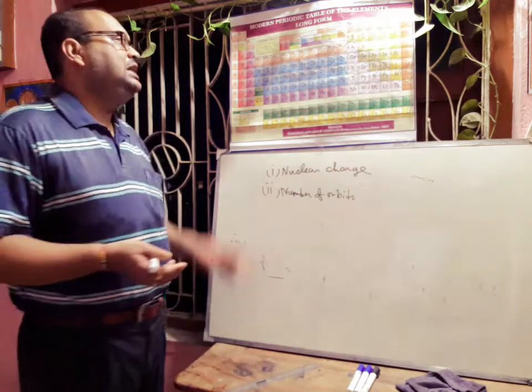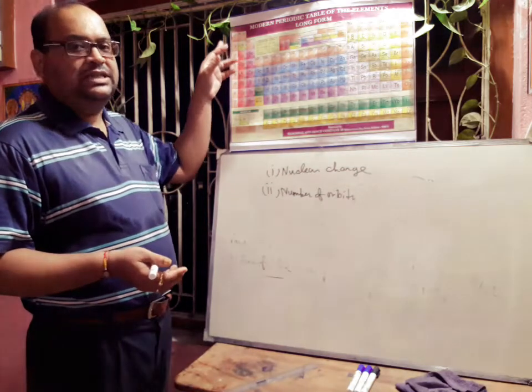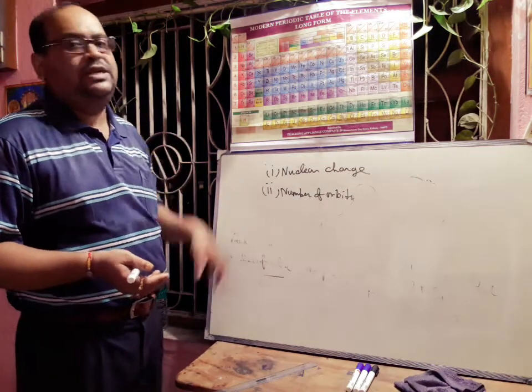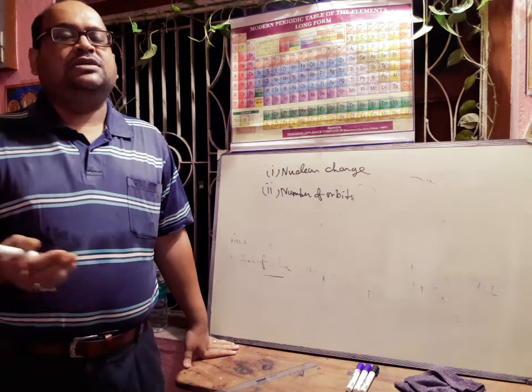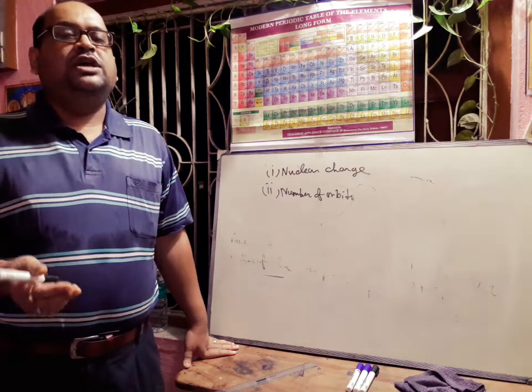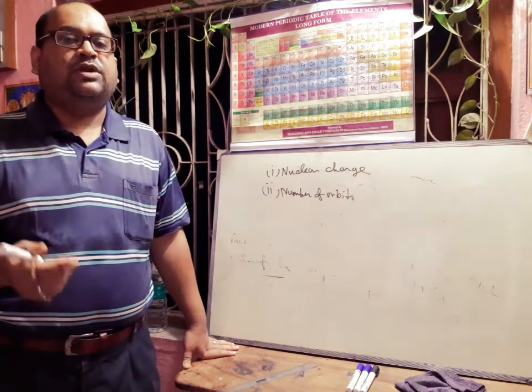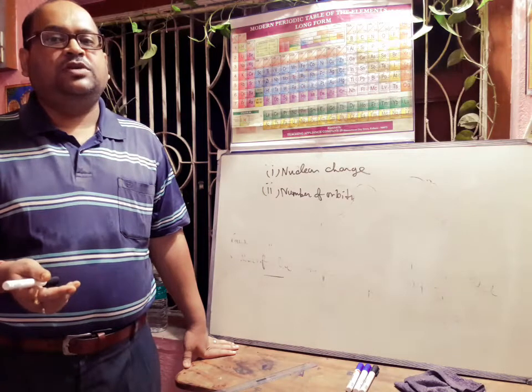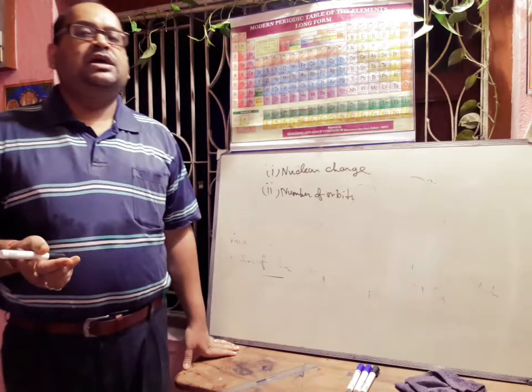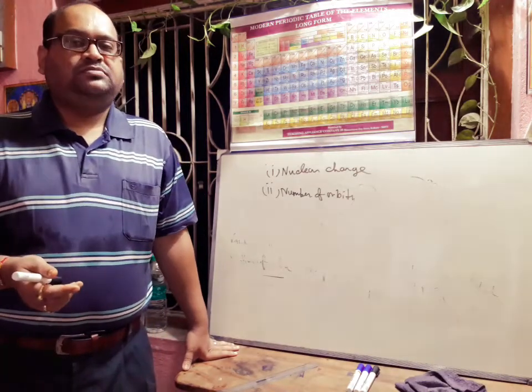But whenever we are thinking in a group, suppose we consider this group: lithium, sodium, potassium, rubidium, cesium, francium. Definitely the atomic radii will increase. In case of lithium, it will be 152. In case of sodium, it will be 186. Potassium 213. Rubidium 244. Cesium 262 picometer. And in case of francium, it will be 348 picometer.